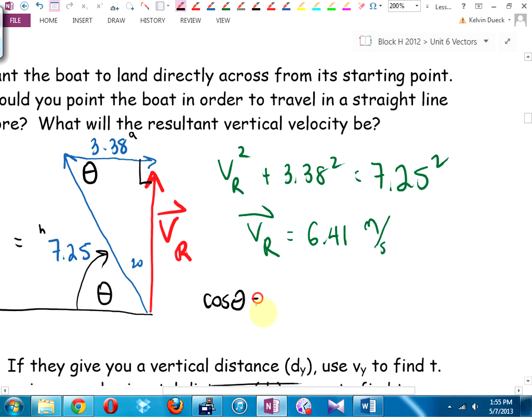Mystery angle equals 3.38 over 7.25. What angle does this person have to point at? I'm going to guess close to 60-ish, somewhere in there. 62.2. So let's go 62.2. Anybody else? Let's go 62 degrees.